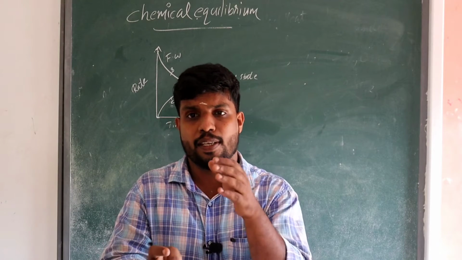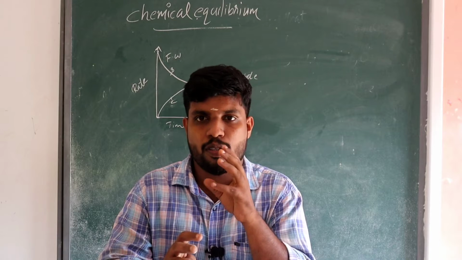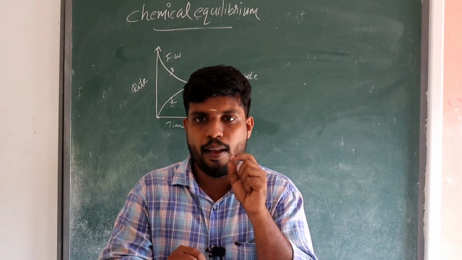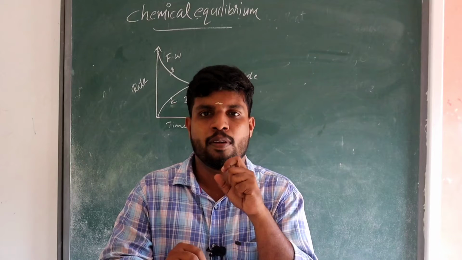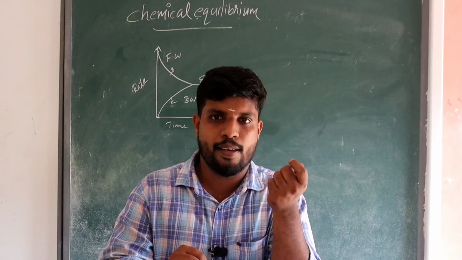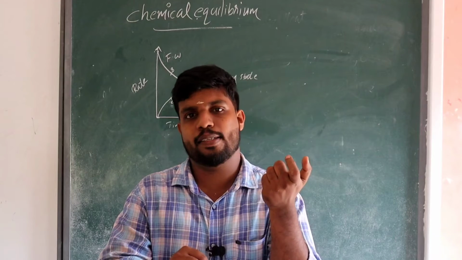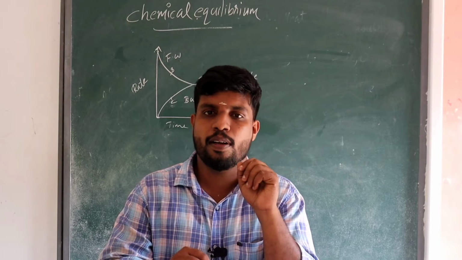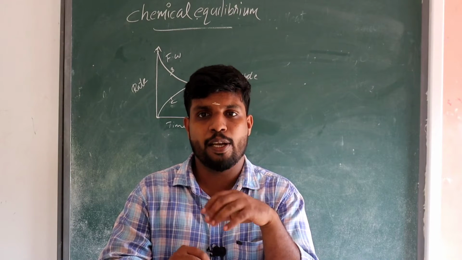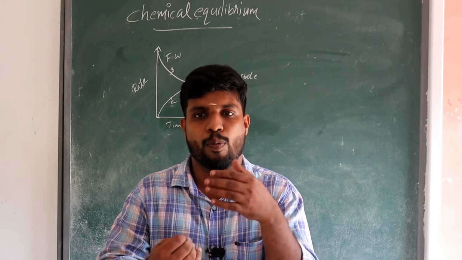Welcome students. We are discussing our fifth chapter, compounds of nonmetals. In the previous classes we discussed the compounds: first of all ammonia, then the laboratory preparation of ammonia, then a related reaction, the forward reaction and backward reaction, simply known as reversible reactions and irreversible reactions. Today we are going to discuss a new topic, a new section, known as chemical equilibrium.